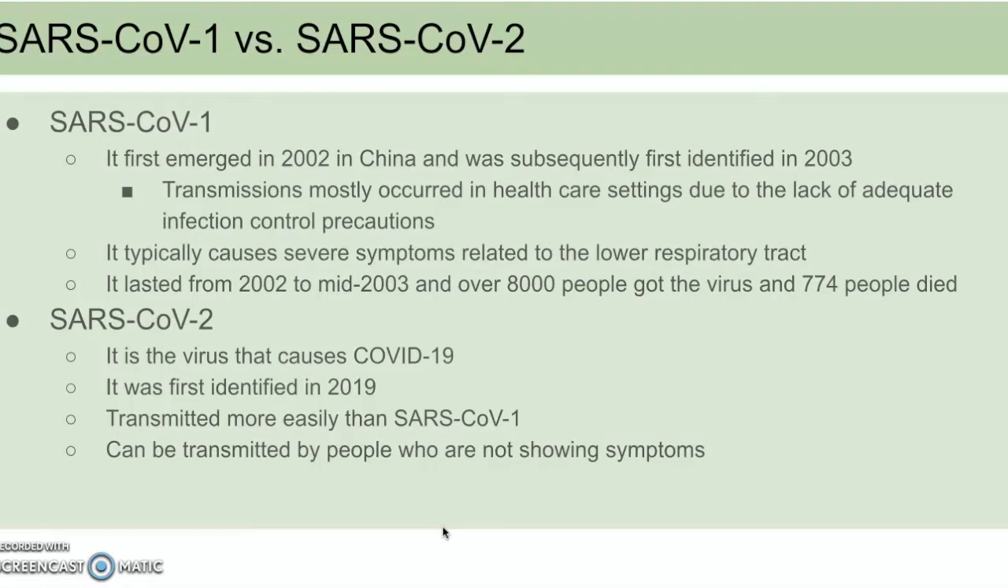SARS-CoV-2 is a virus that causes COVID-19. It was first identified in 2019. It is transmitted more easily than SARS-CoV-1 and can be transmitted by people who are not showing symptoms.